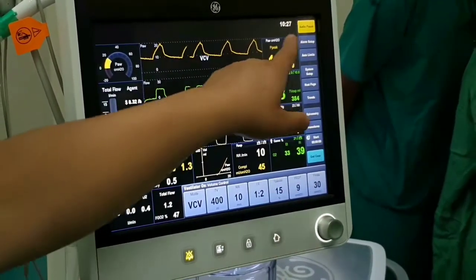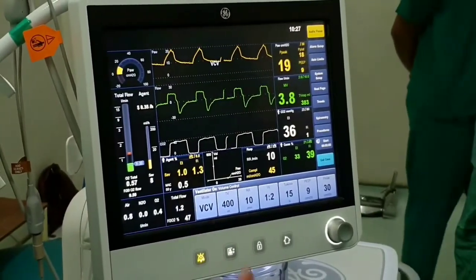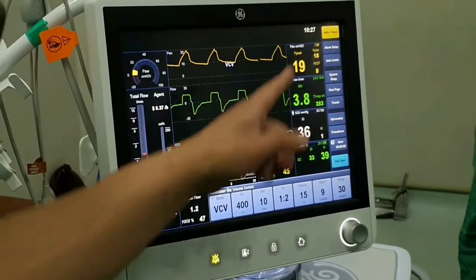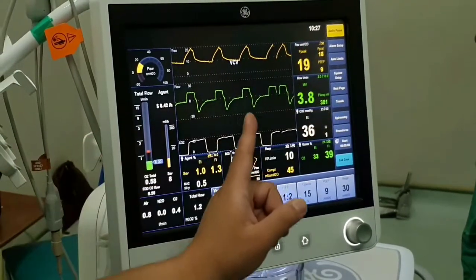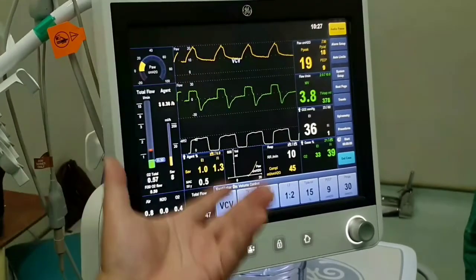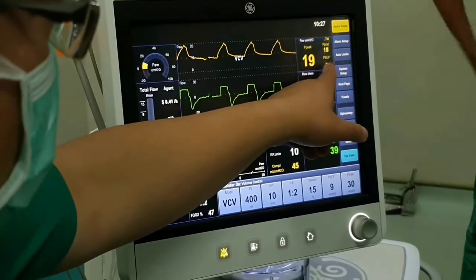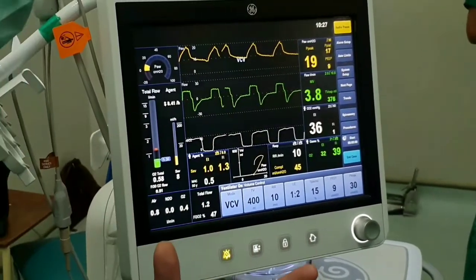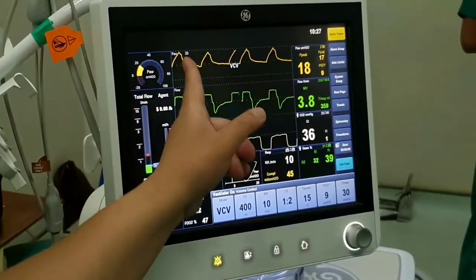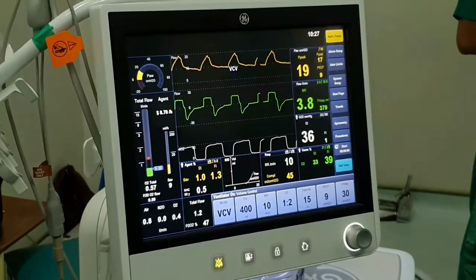You subtract the PEEP from the plateau pressure in volume control. In pressure control, you subtract the PEEP from the peak pressure, because in pressure control, the peak pressure is flat. So that's the plateau pressure. So right now, plateau pressure 18 minus 9 gives you 9, which is less than 13. That means this is lung protective ventilation. You're not giving strain to the patient's lungs.